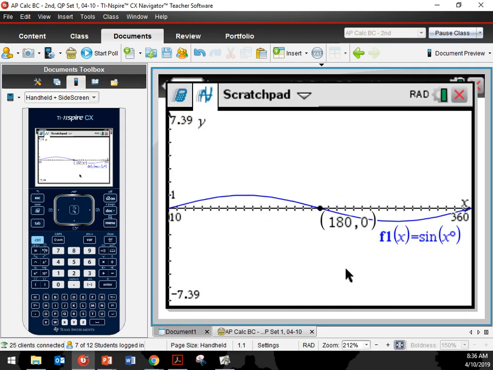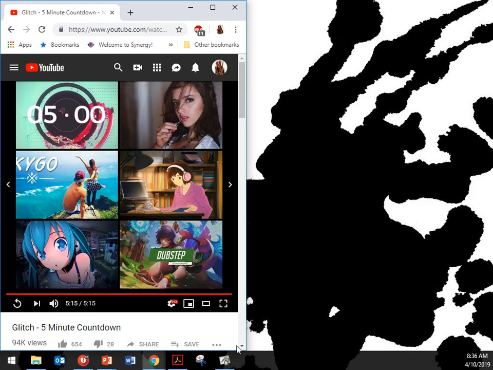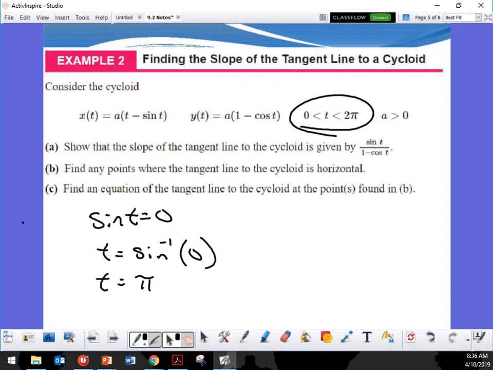So my answer is 180. In degrees, that's 180, isn't it? In degrees it is 180, but in radian it's just pi. Do you guys remember how to convert a degree to radian? Yeah, you take your 180 degrees and you multiply by pi over 180.